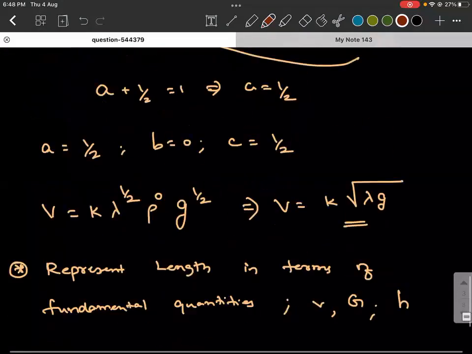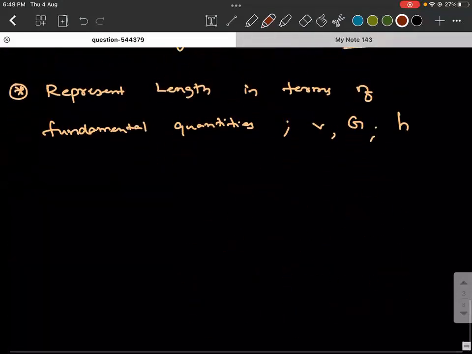But now what they are saying is, I don't want you to tell me V, velocity, speed. What did they give? V, then I don't remember.